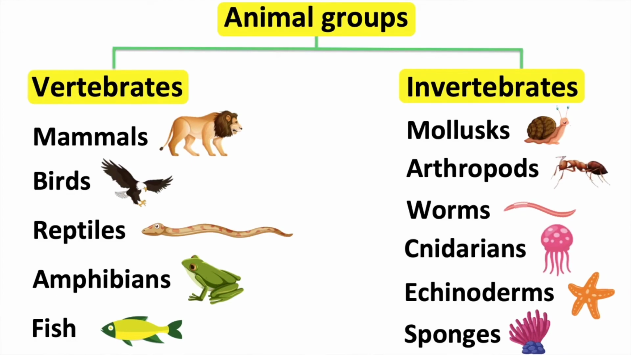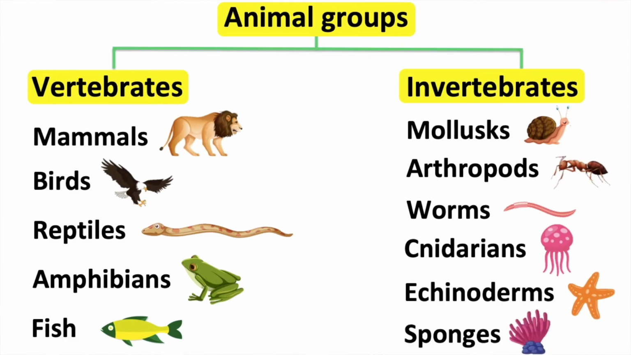The jellyfish group is also known as cnidarians. These are marine animals that usually have tentacles with stinging cells. They use these to capture food. Examples are jellyfish and polyp. Echinoderms. Echinoderms are marine animals, for example, starfish.